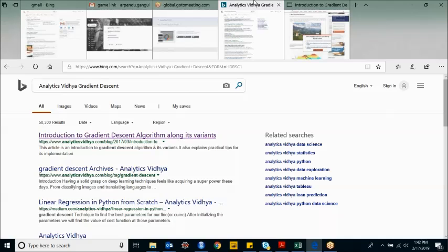Here, like you asked me what we cover: we cover linear regression, logistic regression, forecasting, clustering, random forest, and decision trees. So these are the things which we should cover.